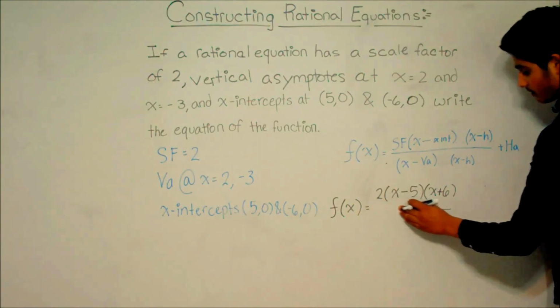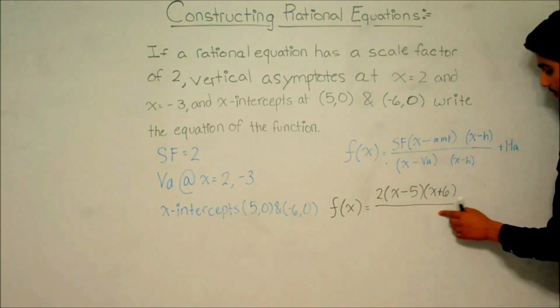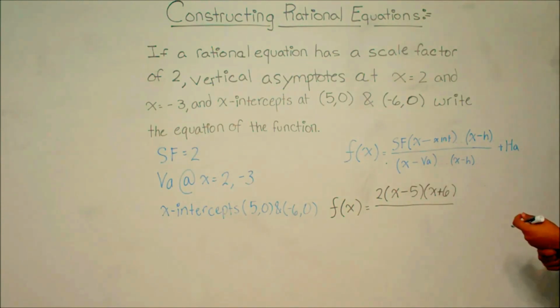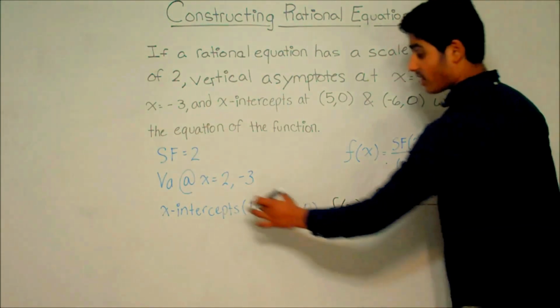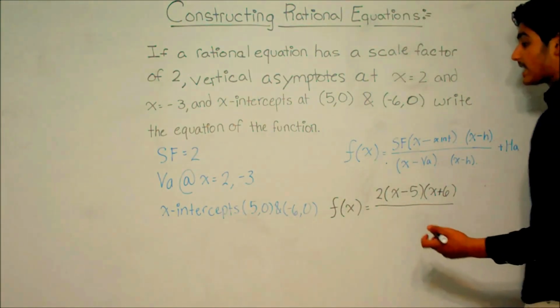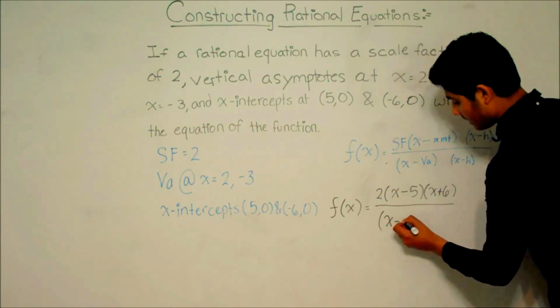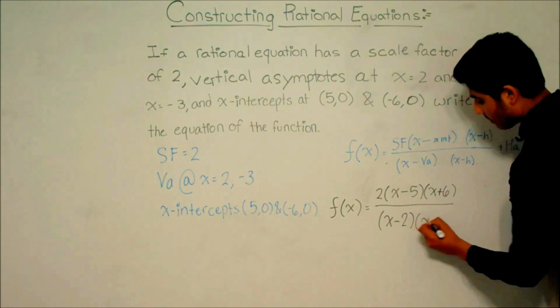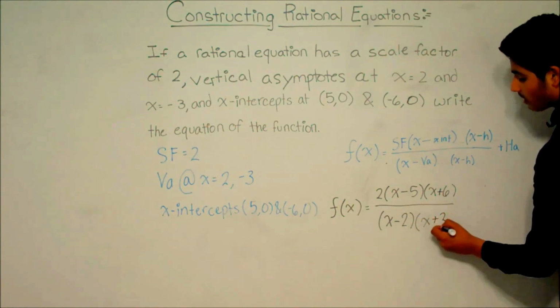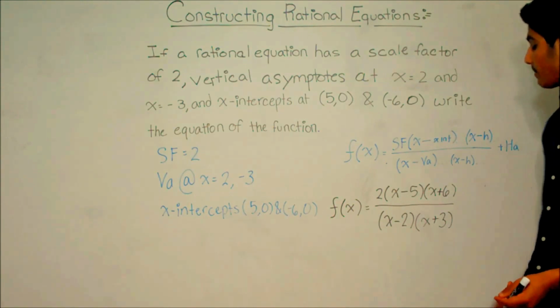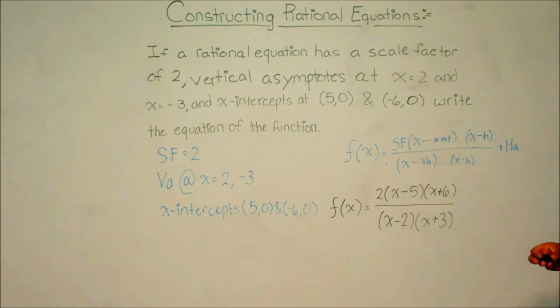In the denominator, we just have x minus the vertical asymptote. Here we have the vertical asymptotes at x is equal to 2 and -3. So it's x minus 2 times x minus -3, which is plus 3. As we can see, we don't have any holes, so we can't put them in the denominator. We also do not have any horizontal asymptotes, so we can't add them onto the end. So that means that we're just going to assume that the horizontal asymptote is 0.